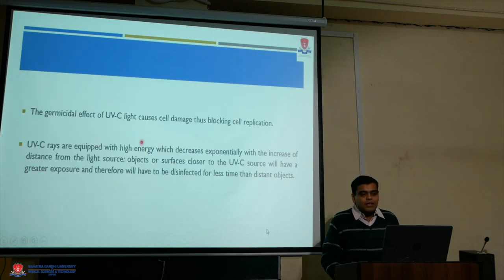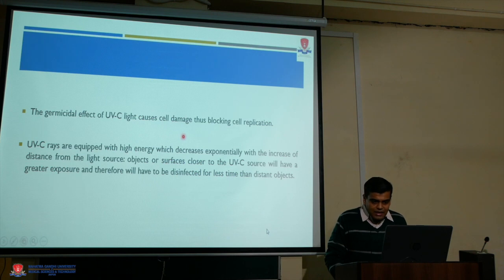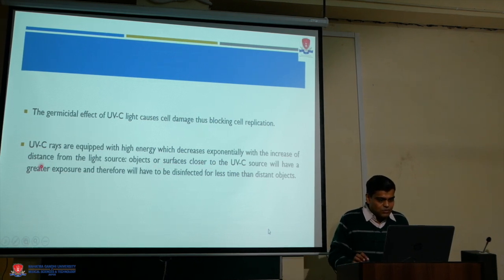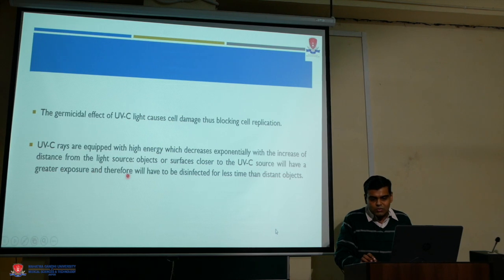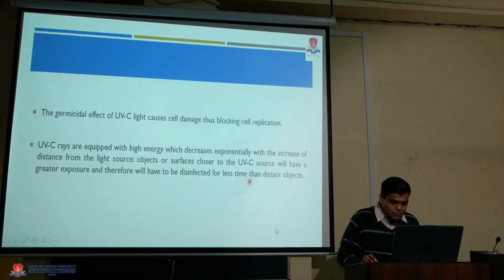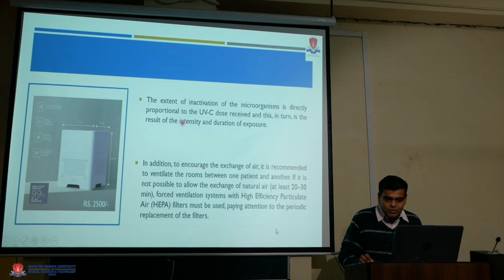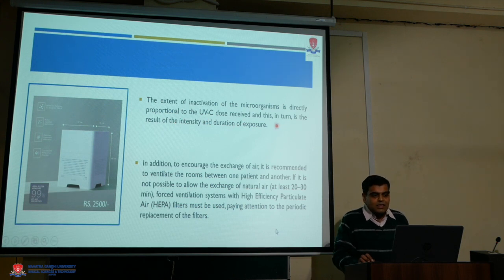The germicidal effect of UVC light causes cell damage, thus blocking cell replication. The UVC rays are equipped with high energy, which decreases exponentially with the increase of distance from the light source. Objects or surfaces closer to the UVC source will have greater exposure. The effect on the organism is directly proportional to the UVC dose received, which in turn depends on the intensity and the duration of the exposure.